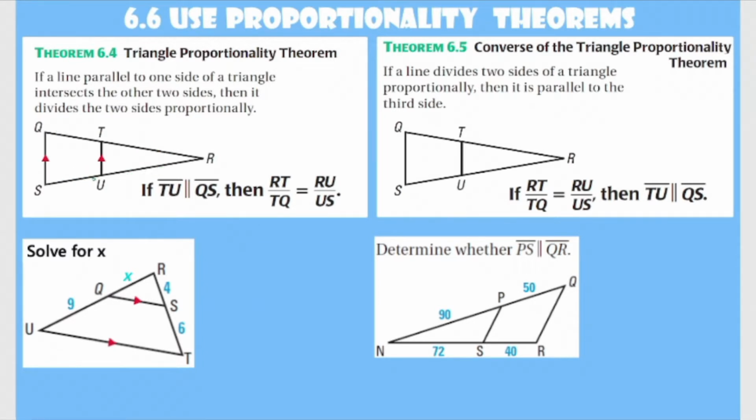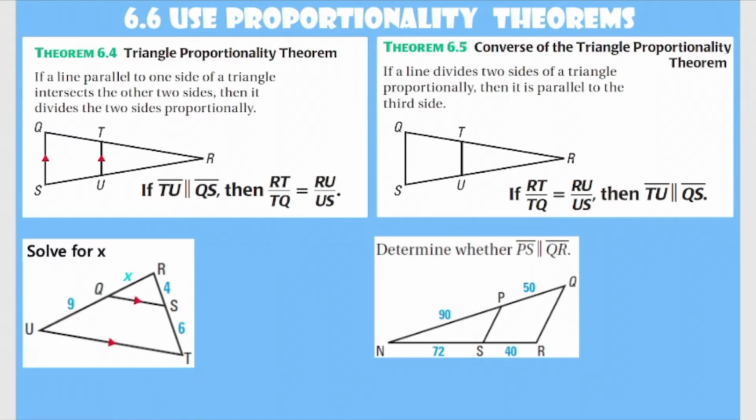And this first theorem says that if these two segments are parallel, then those lengths are proportional. And then the converse is also true. If you knew that those lengths were proportional, then you could say that those little lines are parallel to one another. So let's just do one example of each.